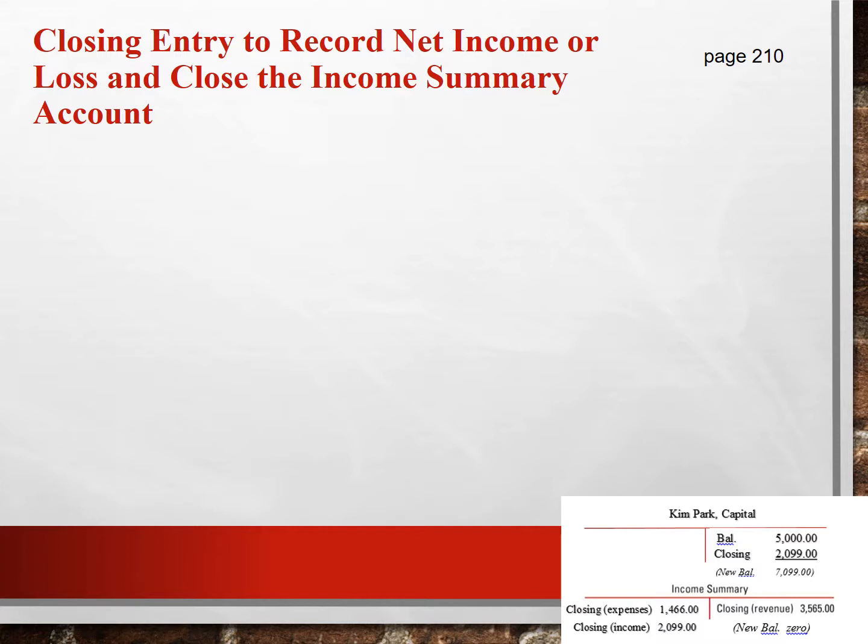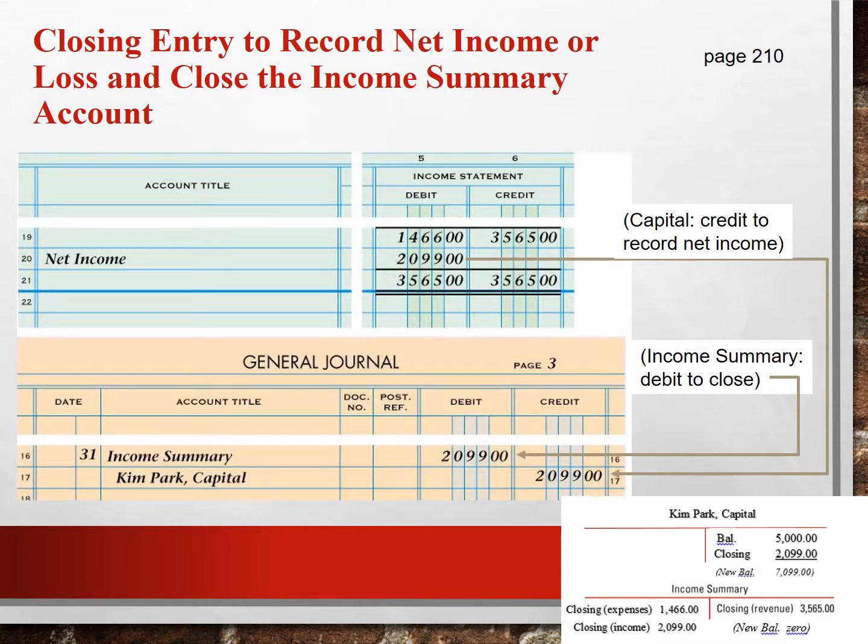Closing entry to record net income or net loss and close out the income summary account. After we have closed out all of our debits, it is now time to transfer our net income or our net loss to the capital account. To transfer our net income or net loss to the capital account, we will use the capital account and the income summary. The first step is to write the date. In this case, we are transferring net income into the capital. Since net income increases capital, we are going to debit income summary for $2,099.